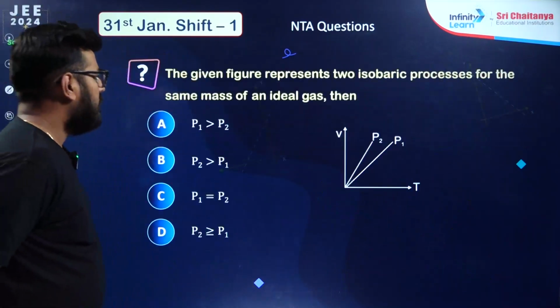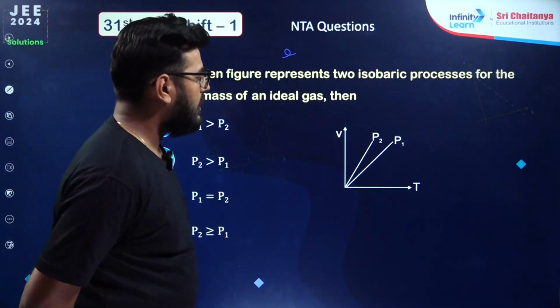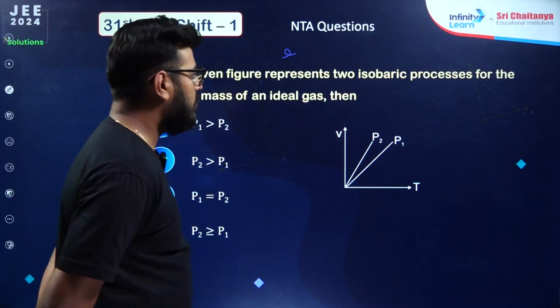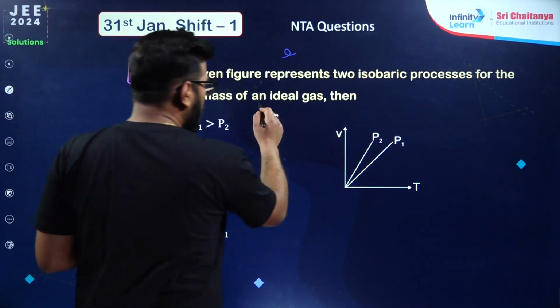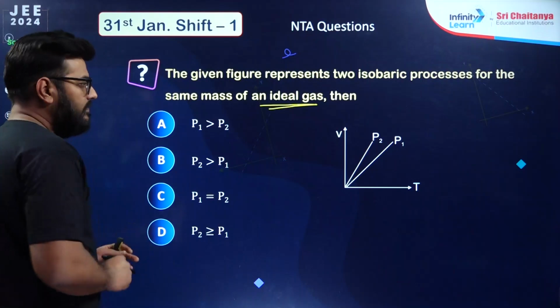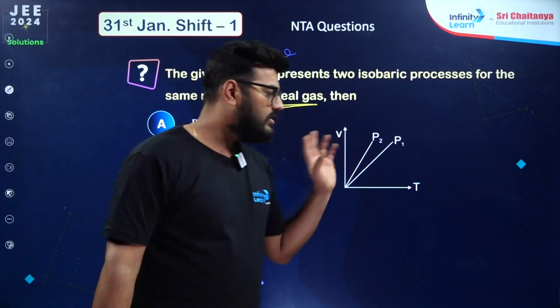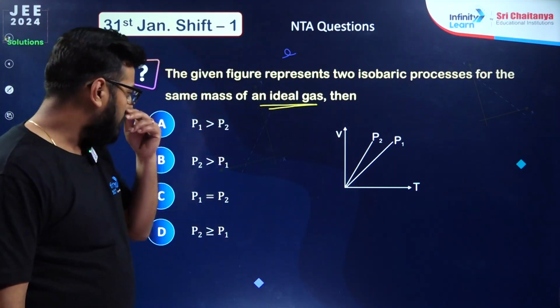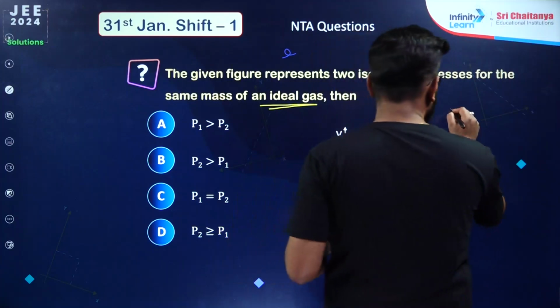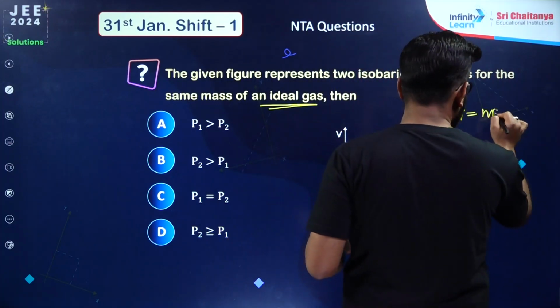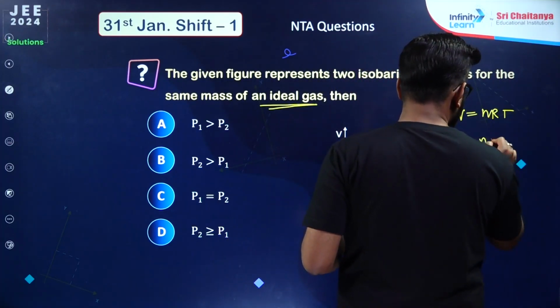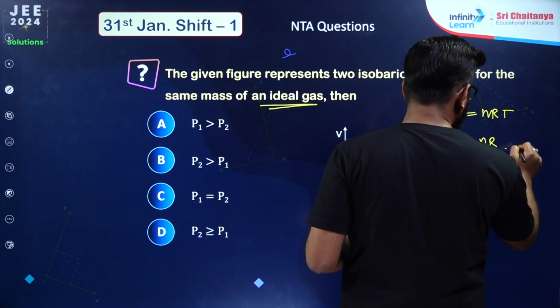The given graph represents two isobaric processes. Obviously, volume is directly proportional to temperature for the same mass of an ideal gas. Then what is the correct answer over here? So, sir, as we know, PV is equal to nRT over here. So, V will be equal to nR upon P into T.